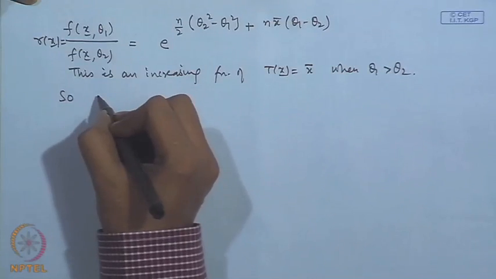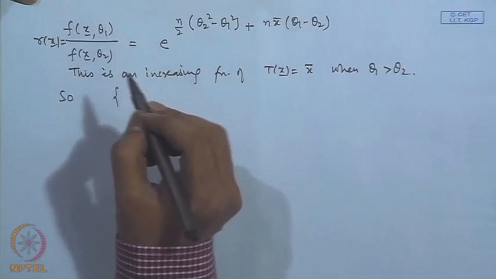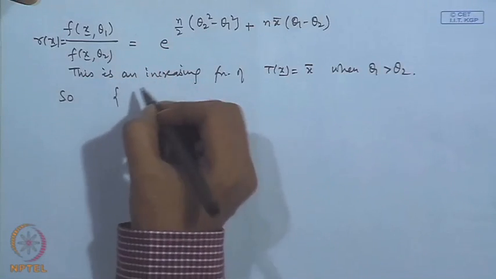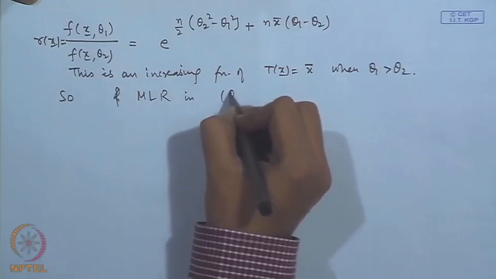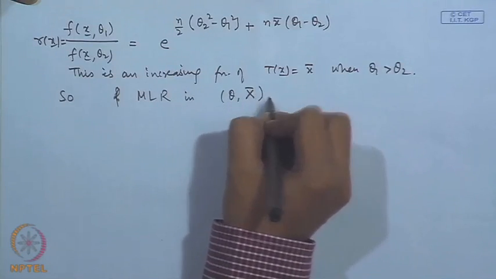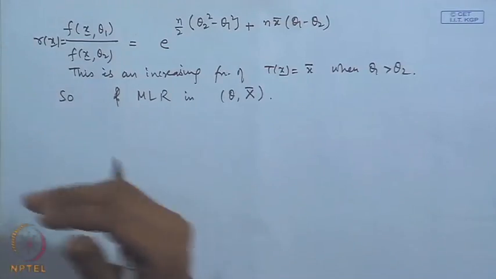So, this family of distributions normal theta 1 when we are having n observations, we have MLR in theta and x bar, we can say. Now, the similar thing we can observe for various distributions. Let me give a couple of more examples.